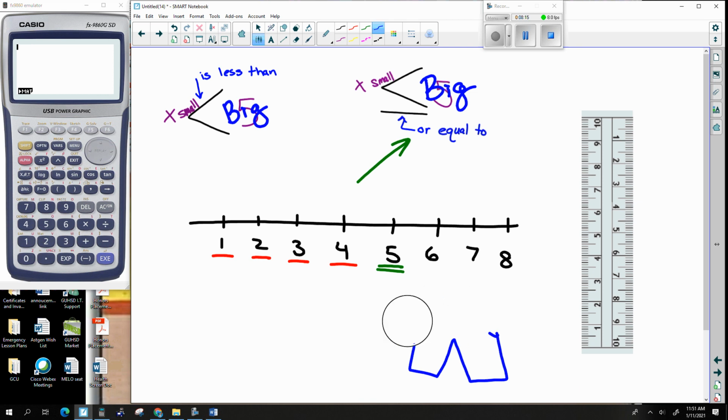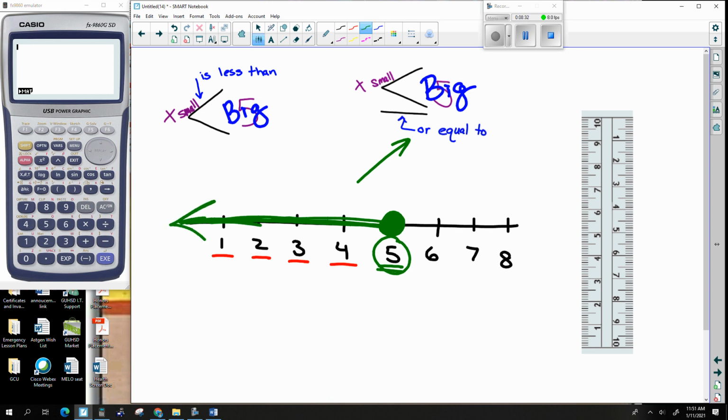All right? So less than 5 means everything's smaller than 5, but does it include the 5 itself? If it has that or equal to bar, yes, it includes that 5. So it'd be that 5 and everything less than that 5. So every number less than and including 5. However, if it's just less than without the or equal to line, then it's going to be all of these numbers less than 5, but it will not be the number 5 itself.